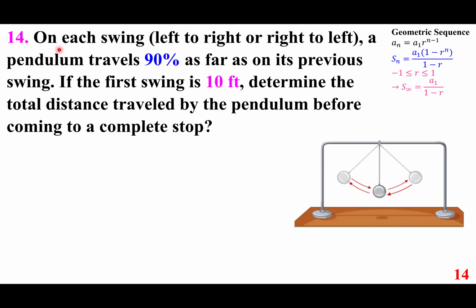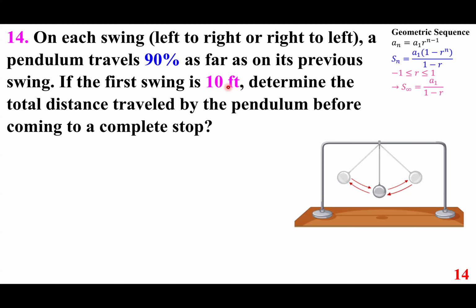On each swing, left to right or right to left, a pendulum travels 90% as far as on its previous swing. If the first one is 10 feet, determine the total distance traveled by the pendulum before coming to a complete stop.